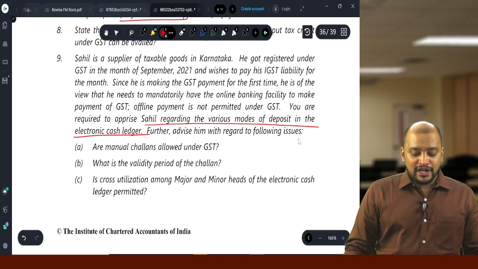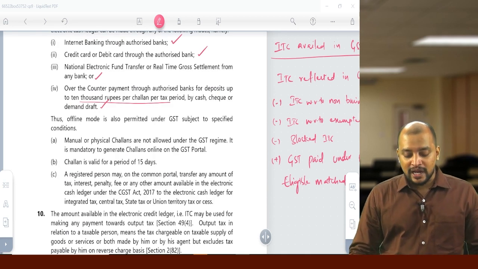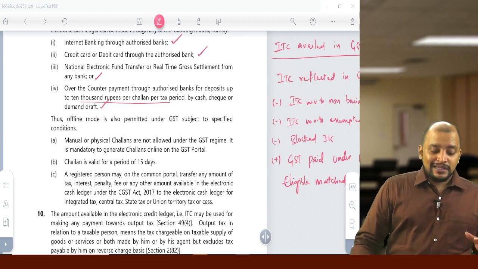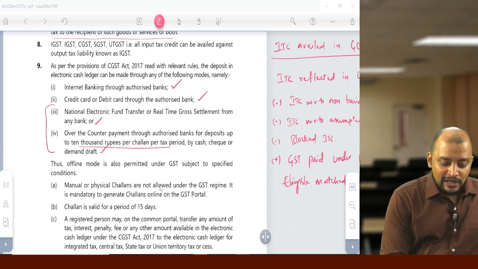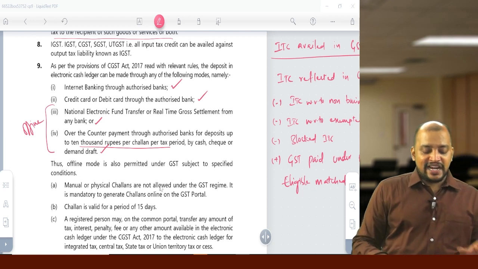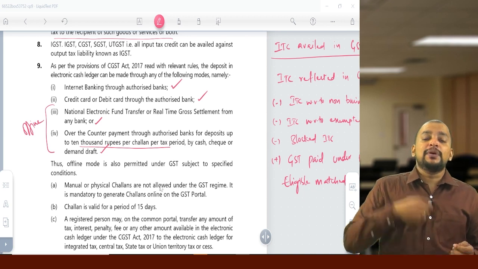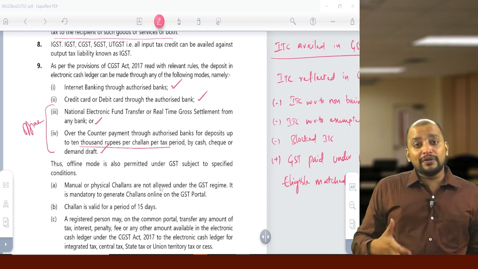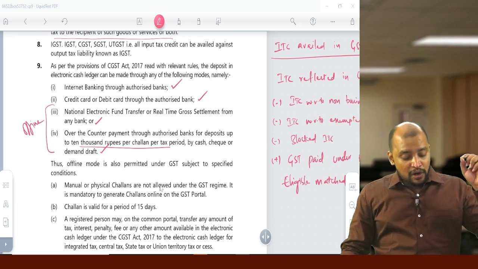Further advise him with regard to following issues. Are manual challans allowed under GST? Manual challans are not allowed under GST. Always the challans need to be generated online. Even though NEFT and over the counter payment are offline. What are NEFT RTGS payments? We go to the bank, we fill the NEFT form, RTGS form, and we give it, and the bank will take care of transfer from our account. That's an offline payment. Even over the counter cash deposit is offline. Even if the payment is offline, the challan has to be generated online only.